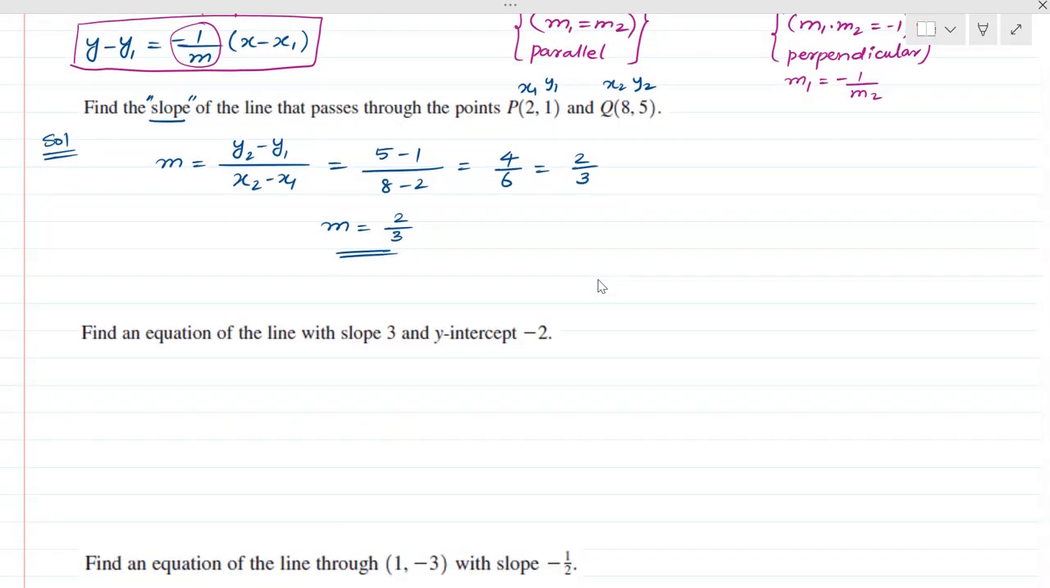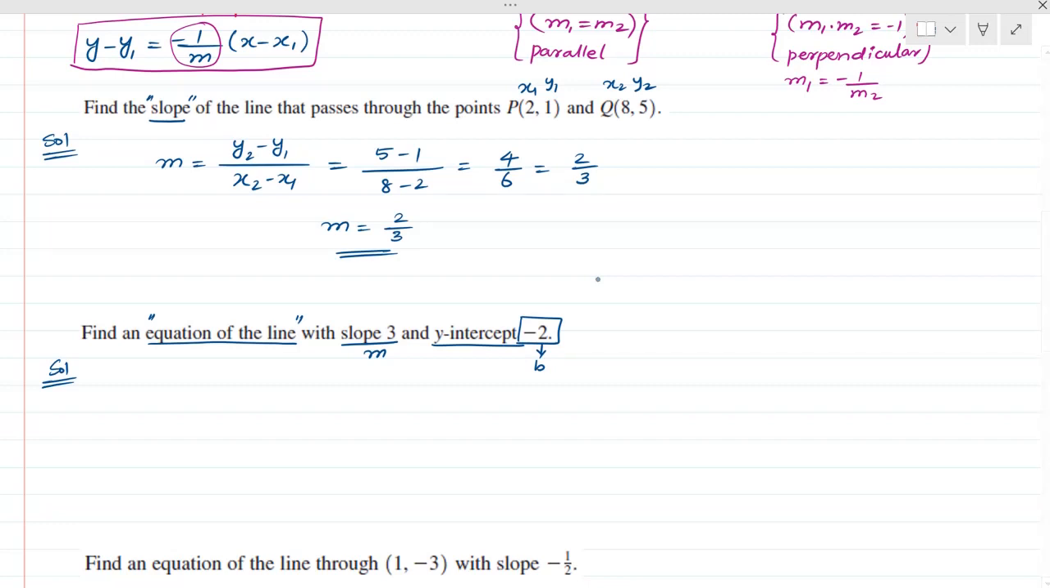Now let us go to the next problem in which they are asking to find the equation of a line. So here it is asking for the equation of a line given data. What is the given thing? m is given, and this is a y-intercept. Y-intercept means b. This is actually the b value. The b value is given.